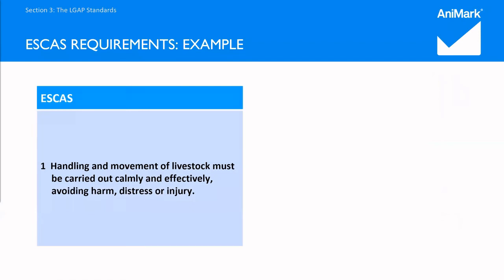As an example of how ESCAS and LGAP differ, the first requirement under ESCAS is that handling and movement of livestock must be carried out calmly and effectively, avoiding harm, distress, or injury. Auditors then look for specific evidence which demonstrates the intention of that requirement is being met. While this is written as a single requirement under ESCAS, there's a lot that makes up calm and effective, as well as avoiding harm, distress, and injury.